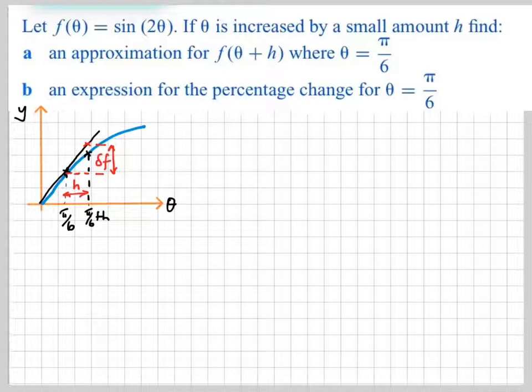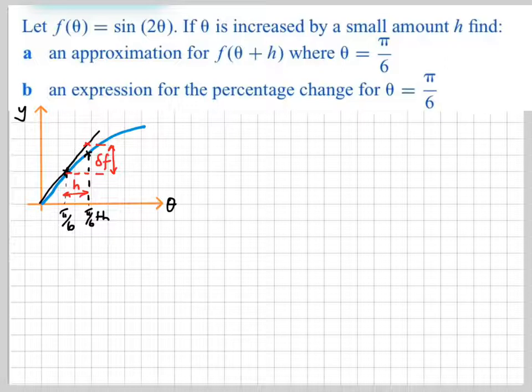Now, this bit here is delta f. That's the approximate change in f of theta, not the actual change in f of theta, over that distance h from theta is pi on 6 to theta is pi on 6 plus h. So you can see it's just the gradient times the run gets the rise.